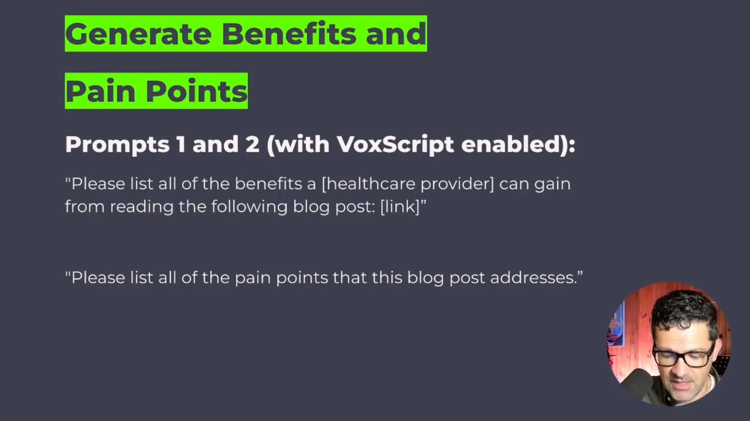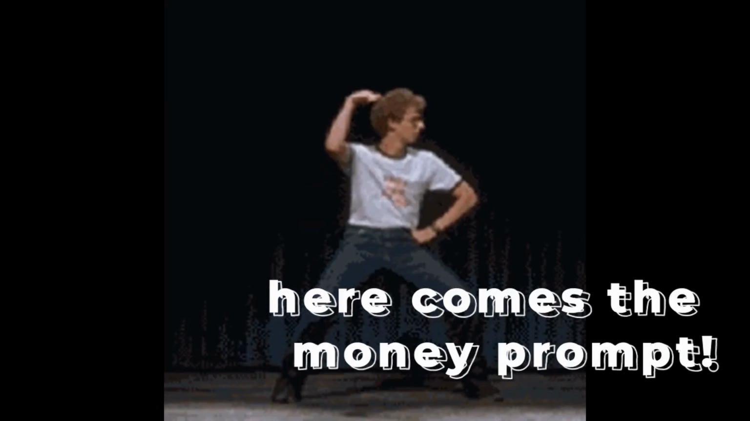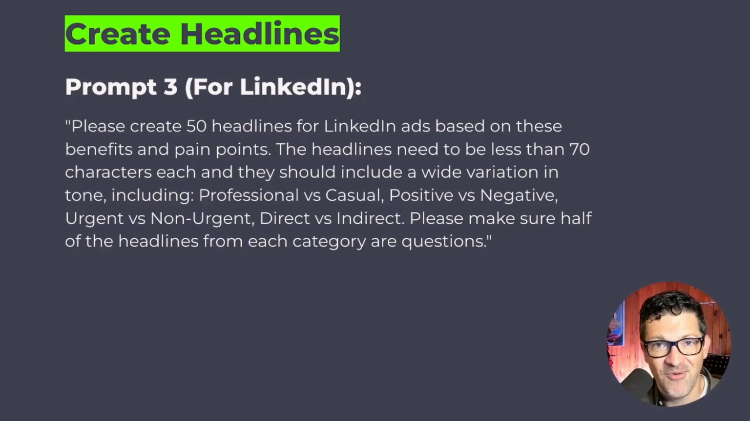Jumping back here to the next prompt, this one is really the crux of what we're going to be going through today. So: please create 50 headlines for LinkedIn ads based on these benefits and pain points. The headlines need to be less than 70 characters each. That's because that's what LinkedIn's criteria is, and they should include a wide variation of tone, including professional versus casual, positive versus negative, urgent versus non-urgent, direct versus indirect.